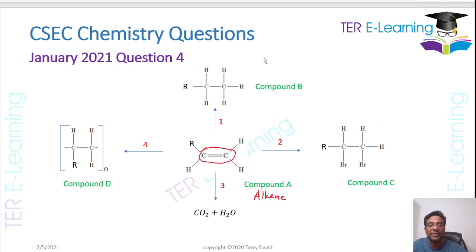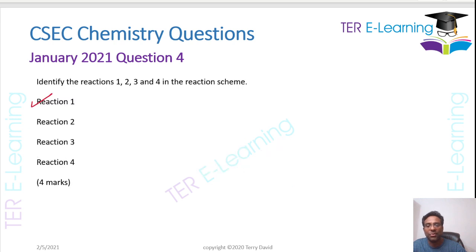Now, when we go from an alkene to this compound B here, which is an alkane, the double bond disappears. So for that particular reaction, what we are doing is adding hydrogen across the double bond. So this reaction here is called an addition reaction. But because we are adding hydrogen, we also can call it hydrogenation. So it's an addition reaction, but a special type, and it's called a hydrogenation reaction because you're adding hydrogen across the double bond.